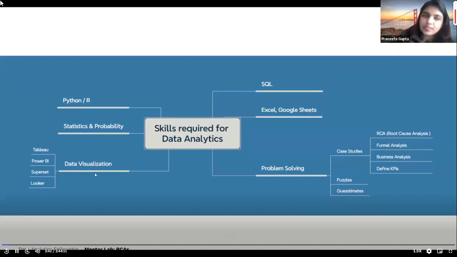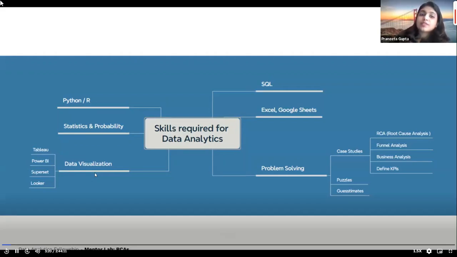Then we move on to data visualization. In the industry, when I look at the job roles that are available, either Tableau or Power BI are the two most common data visualization tools that are asked for. The expectation is that the data analyst would know at least one of these two tools. I personally think that Tableau has a lot more variety to offer, but knowing even Power BI can be an advantage. Then we move on to problem solving, and that's something that we're going to focus on today also.